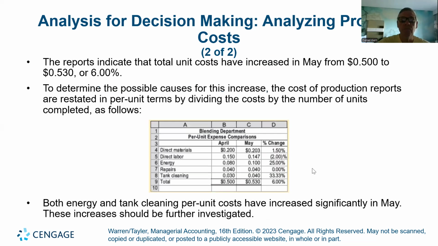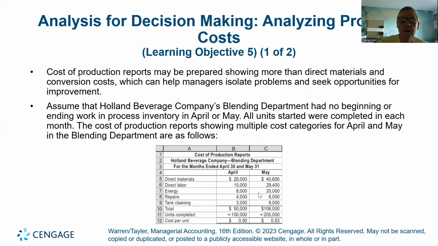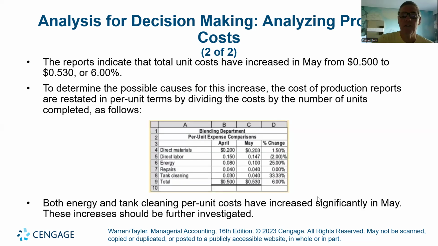And what we find when we do that is materials costs were up 1.5%. Labor costs were actually down. So if you're wondering where these numbers came from, looking at April, that's 20 cents and 15 cents and so forth. What we did is we took each of those costs in the April column and we divided by 100,000. Similarly, when we did May, we took each of the component costs and we divided by 200,000.